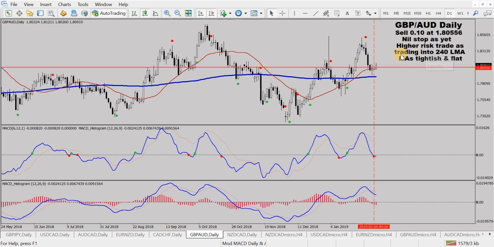Now you can read my notes, higher risk trade. Look at this. The 240 LMA is basically pretty flat.